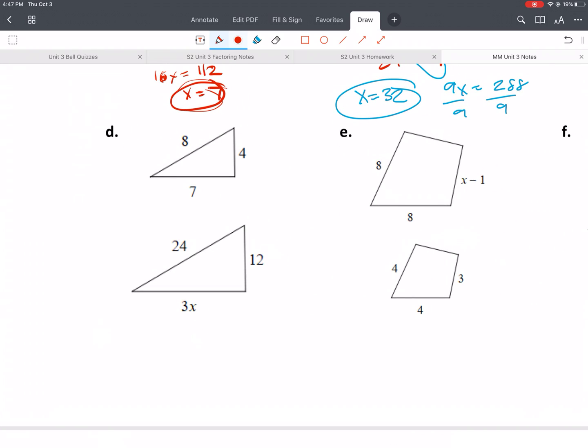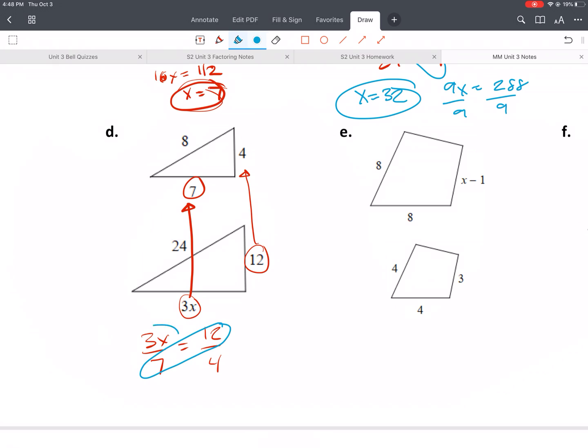Okay, so we'll have other types of problems where you do the same sort of thing, except instead of just having x, we'll have 3x. Okay, so 3x corresponds to 7, so 3x over 7 is equal to, and we could choose whichever one you want. You could do 12 over 4, or you could do 24 over 8. I probably would prefer to do the smaller sides.